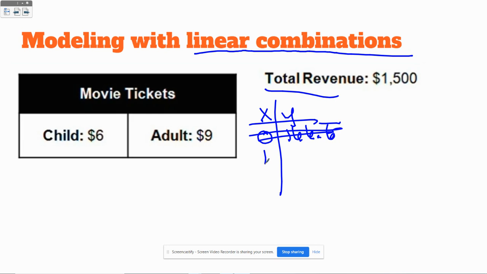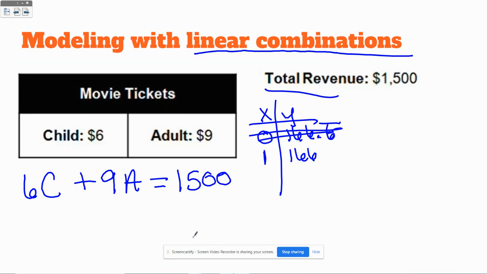What if I sold one kid's ticket? So if I had $1,500 minus the $6 and now divide that by 9, that would work. If I sold one child's ticket, I can sell 166 adult tickets, and then that would be $1,500. And you could keep doing this until you find a pattern. But because you're taking the child's ticket times 6 and adding to it $9 times the adult ticket, this is called a linear combination. 6 times the child plus 9 times the adult, and I want it to equal 1,500.